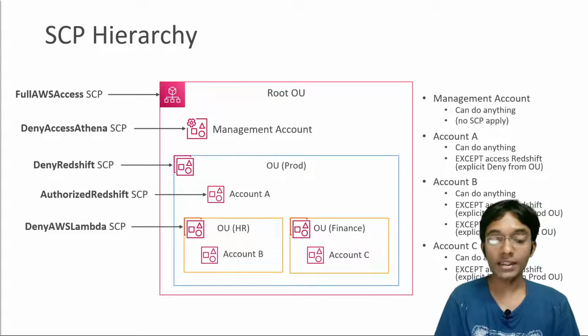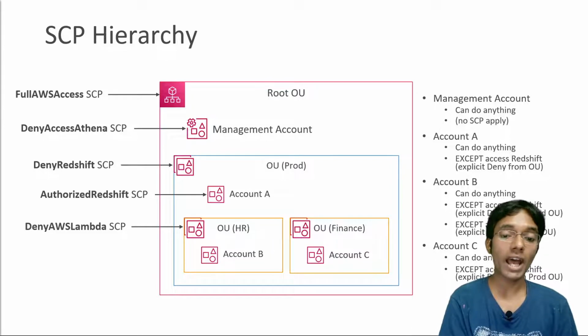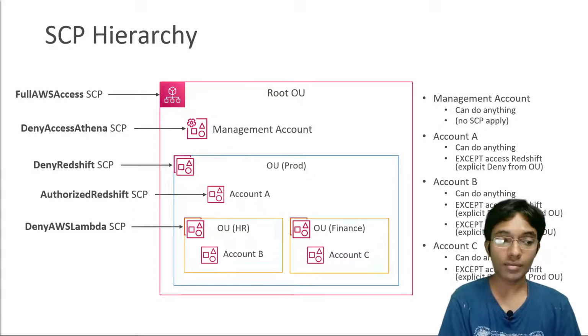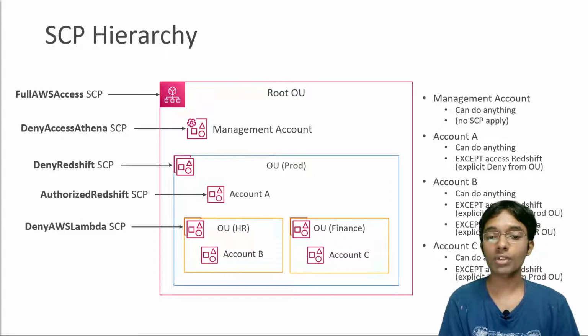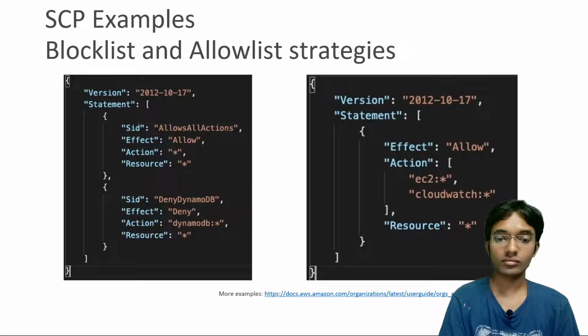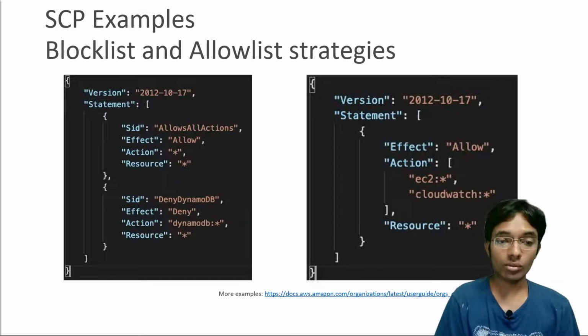Now account B in the HR organizational unit, again it inherits from the steps above. So it inherits from the root organizational unit, the production organizational unit, and the HR organizational unit. So it will inherit a deny redshift service control policy and also a deny AWS Lambda service control policy, and therefore it cannot access Lambda or redshift. And account C, well, it can do anything except access redshift, because it is inheriting this from the organizational unit production. So okay, hopefully now you understand service control policies better.